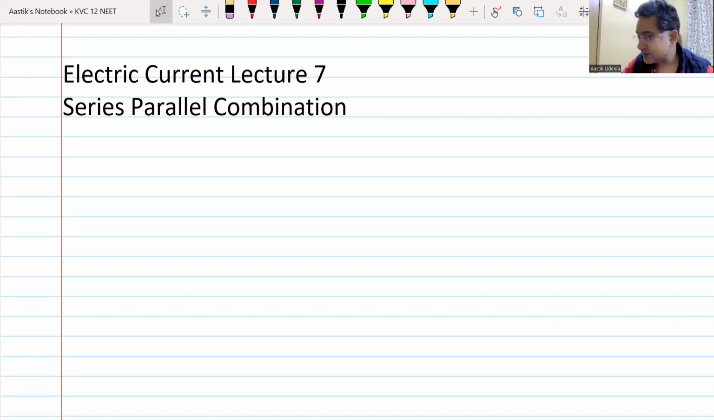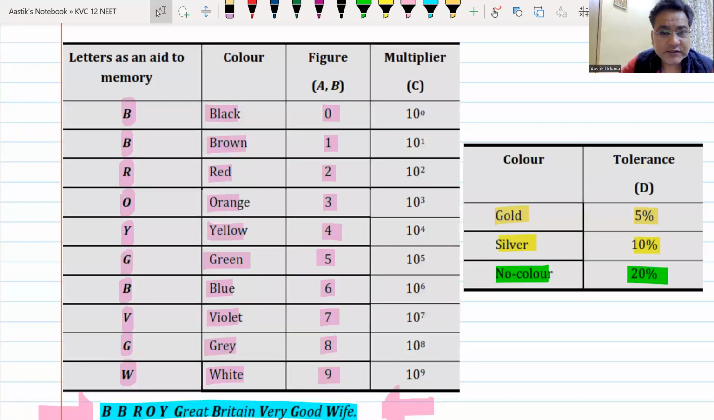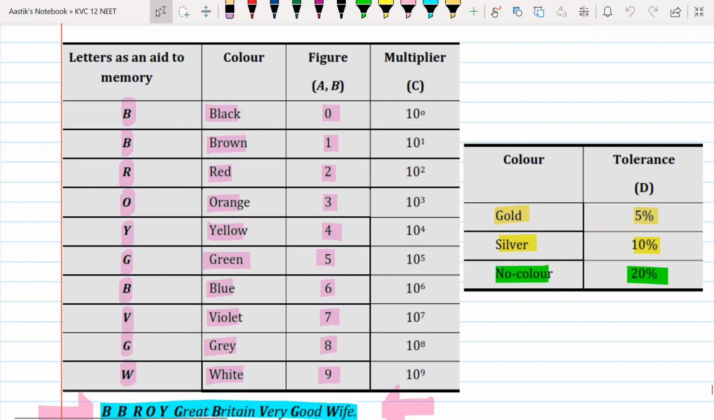And in the previous lecture, we had seen the color coding of resistors. Do we remember this color coding? Do we remember how to remember all these color codings? I told you the way to remember it: B.B. Roy of Great Britain had a very good wife. Do we remember that shortcut? Yes or no? Yes, sir.